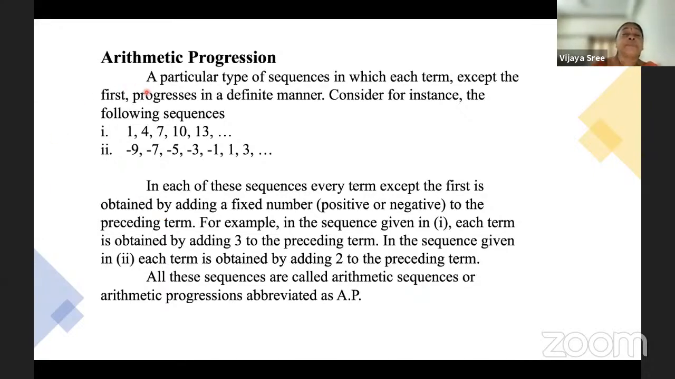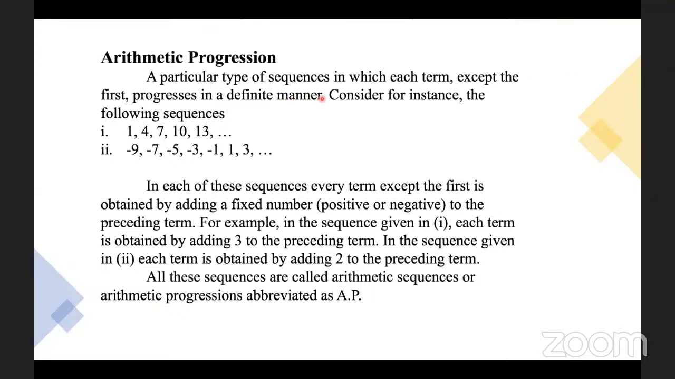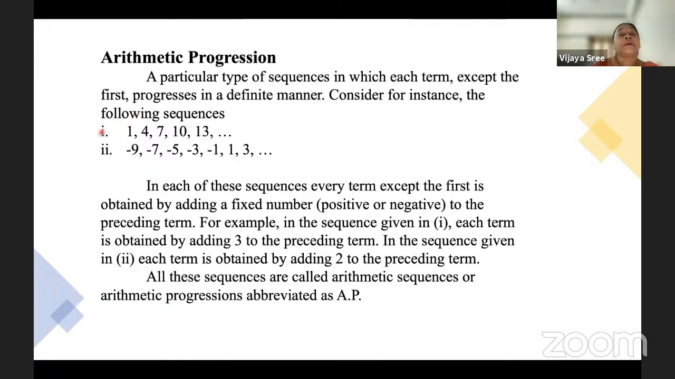Arithmetic progression. A particular type of sequence in which each term, except the first term, progresses in a definite manner. Consider, for instance, the following sequences. Number 1: 1, 4, 7, 10, 13, and so on. This is a sequence. Number 2: minus 9, minus 7, minus 5, minus 3, minus 1, 1, 3. This is the one sequence, and this is another sequence.